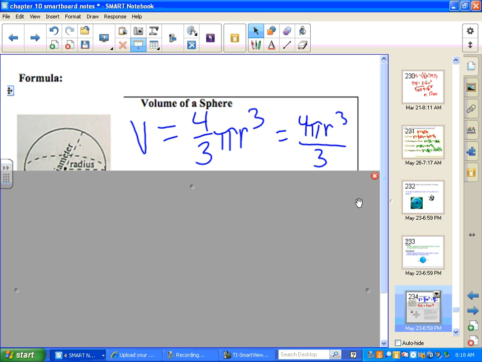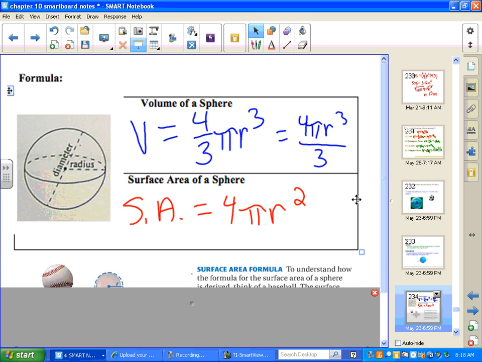Nope. Okay, surface area, 4 pi r squared. Thanks, Charles. I thought I was saying r and I didn't. 4 pi r squared is surface area of a sphere. So volume, 4/3 pi r cubed, surface area, 4 pi r squared.